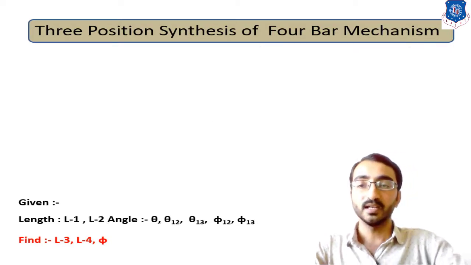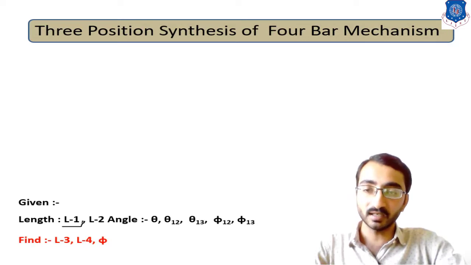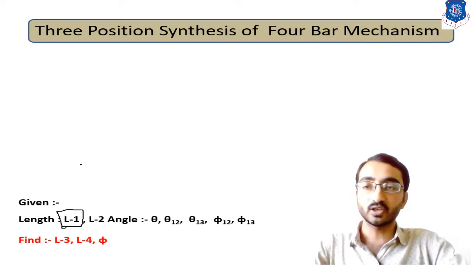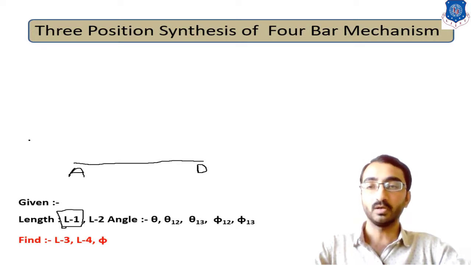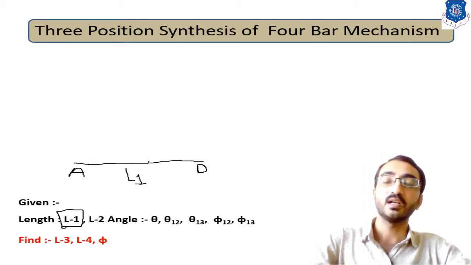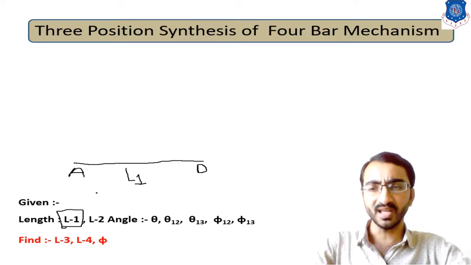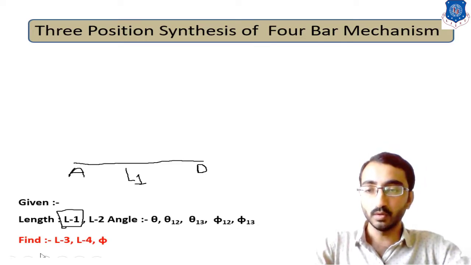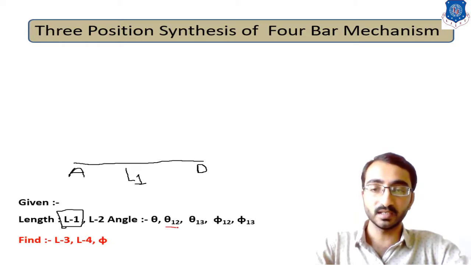Okay, so over here, if we consider that the initial length L1 is given, let's draw a horizontal line which is representing the L1 length, and this is giving us two different points, that is point A and point B. Now this one is representing the L1 length, which is our link number 1. Now, as the second data, we have to consider theta 1 2 by 2 and theta 1 3 by 2.